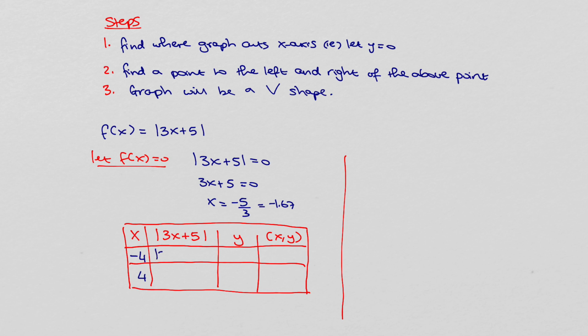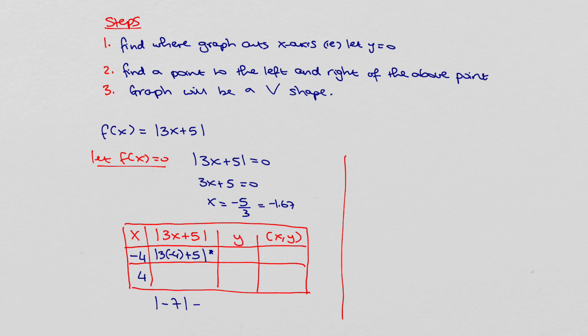So let's sub in the values. So it's 3 times minus 4 plus 5. But again, it's inside our modulus signs. So inside the modulus signs, we have 3 times minus 4, which is minus 12. Minus 12 plus 5 is minus 7. So if I just star that for a minute and bring that down to the bottom there, that's the answer, minus 7 inside the modulus signs.